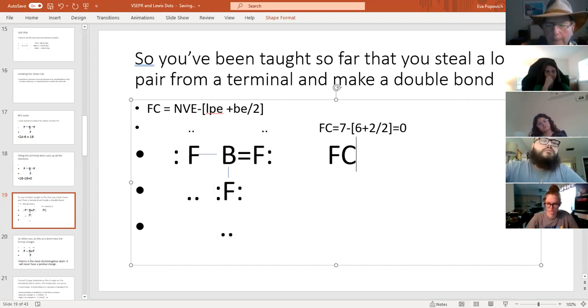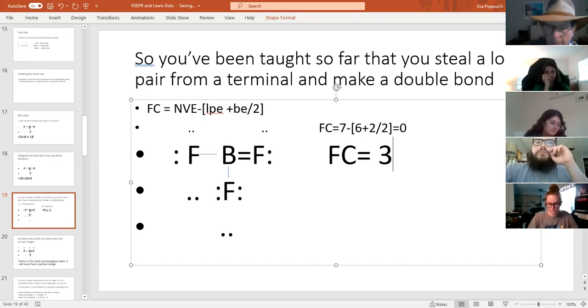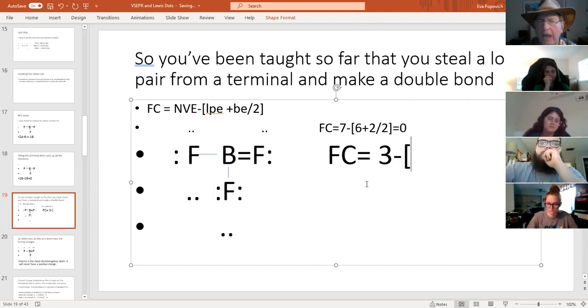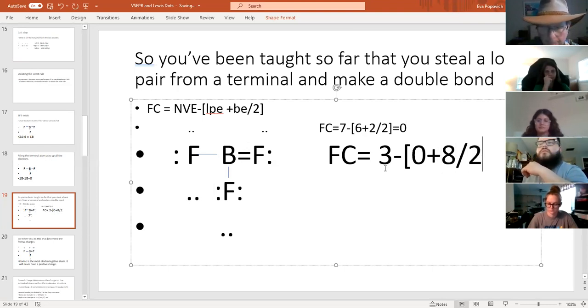My formal charge for my boron: normal valence electrons, 3, minus... I have no lone pairs around my boron, but I have how many bonding electrons? 2, 4, 6, 8. I got the formal charge is 3 minus 0 plus 4.